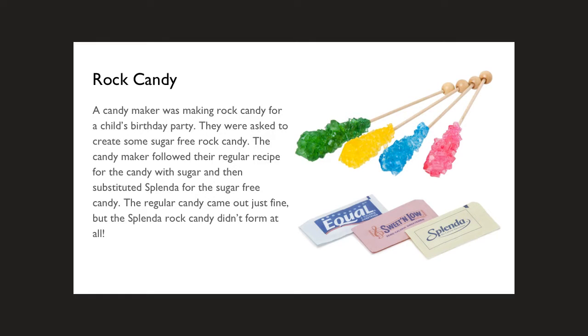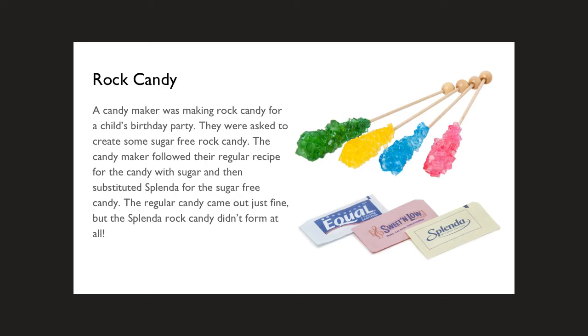So the first phenomena that we're going to look at is rock candy. So I'm going to read you this little story over here and then explain a little more. A candy maker was making rock candy for a child's birthday party. They were asked to create some sugar-free rock candy. The candy maker followed their regular recipe for the candy with sugar and then substituted Splenda for the sugar-free candy. The regular candy came out just fine, but the Splenda rock candy didn't form at all.